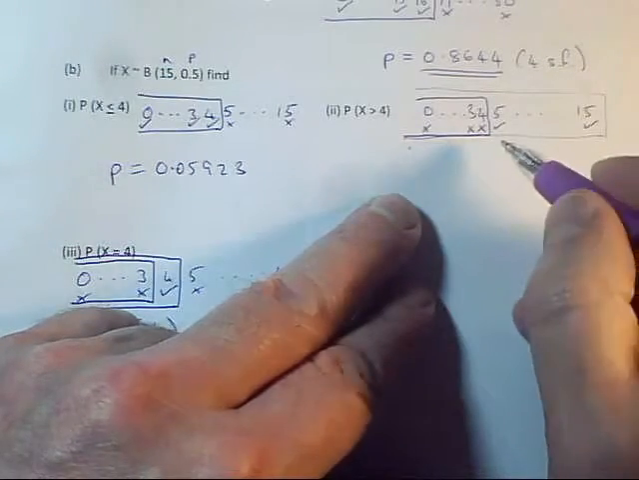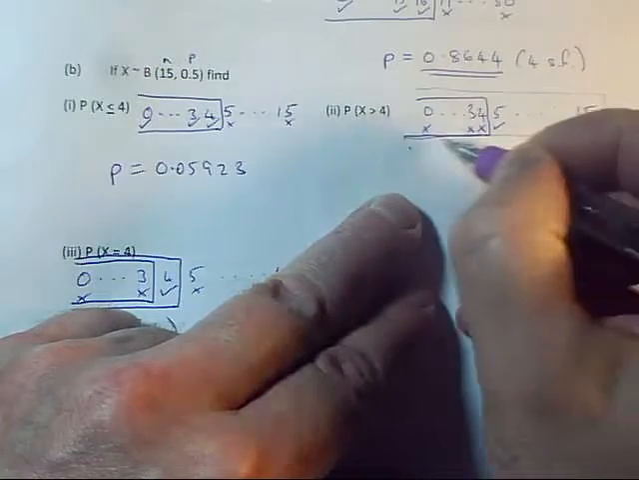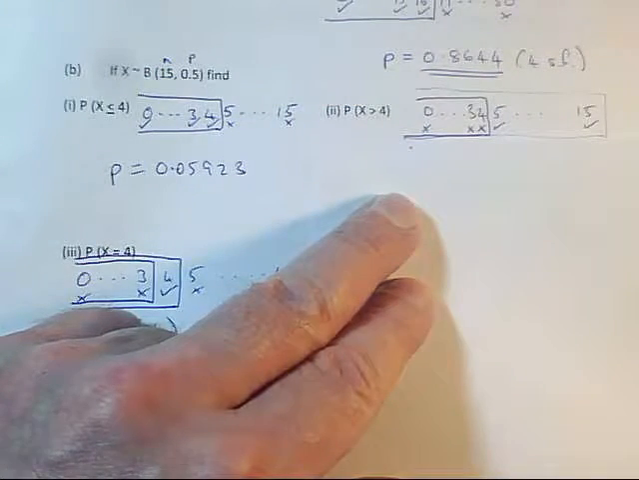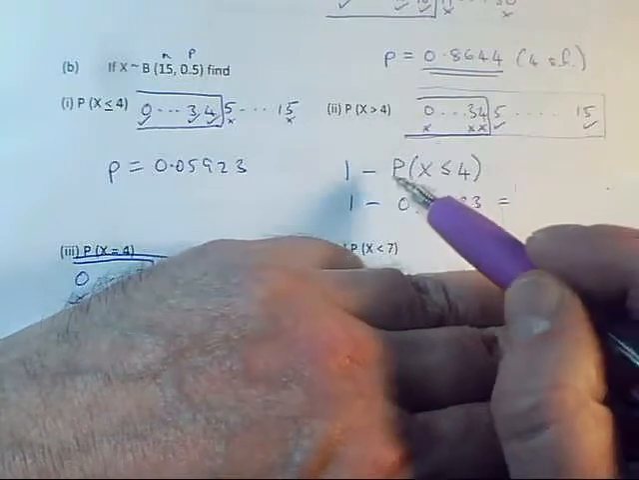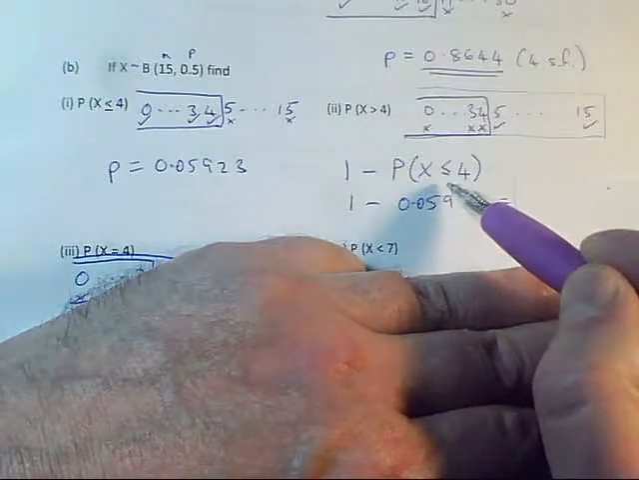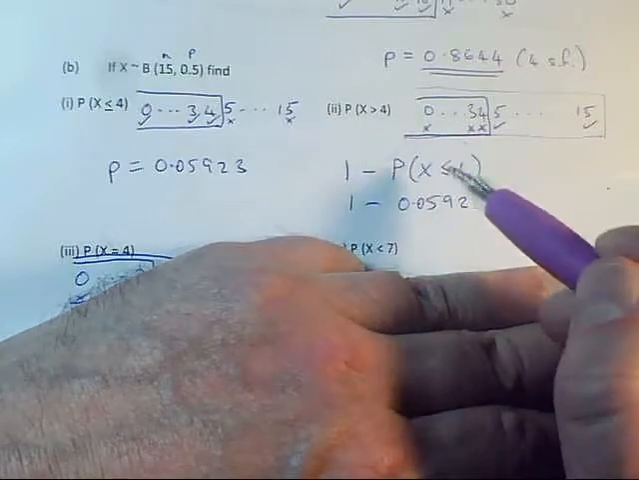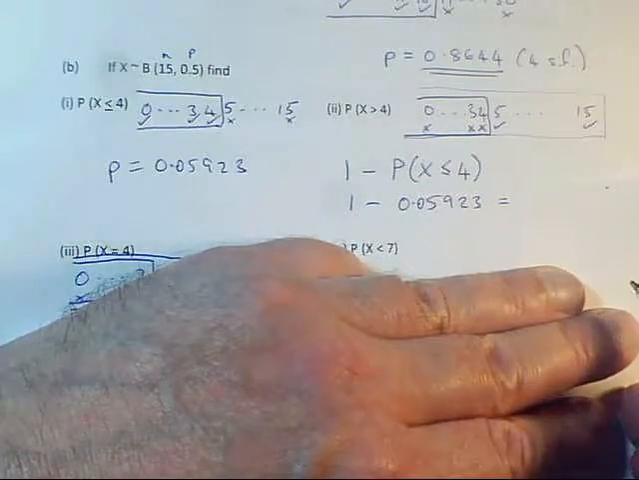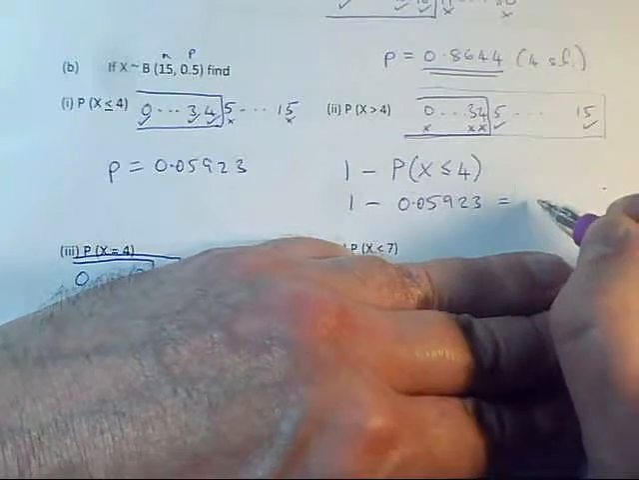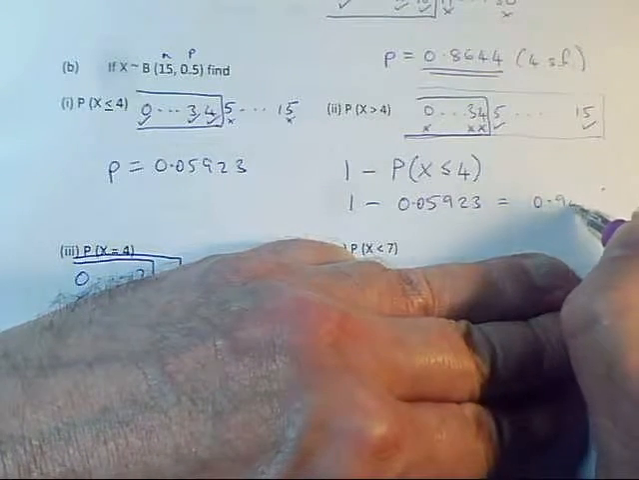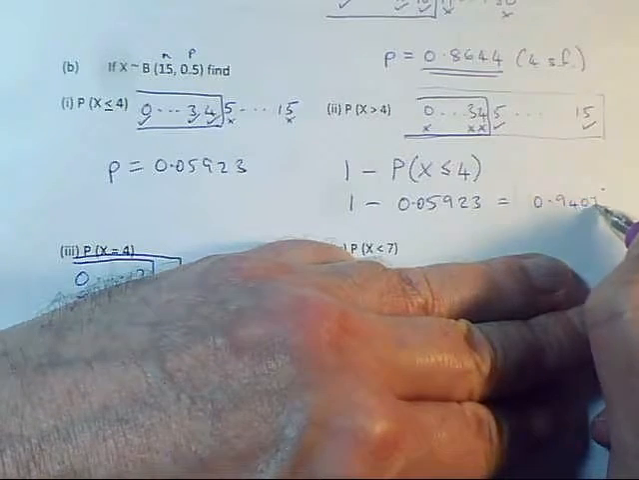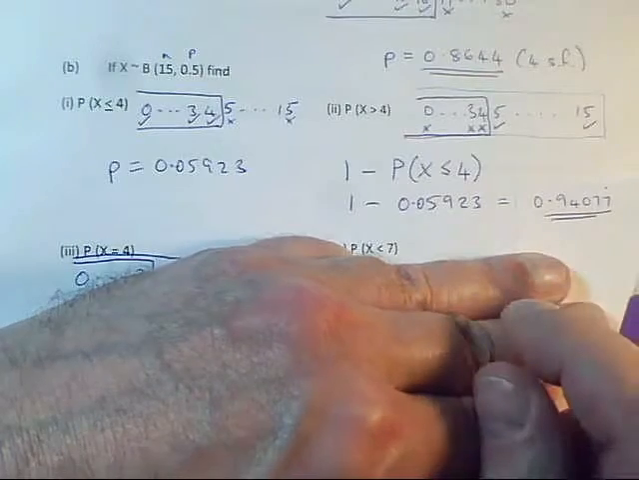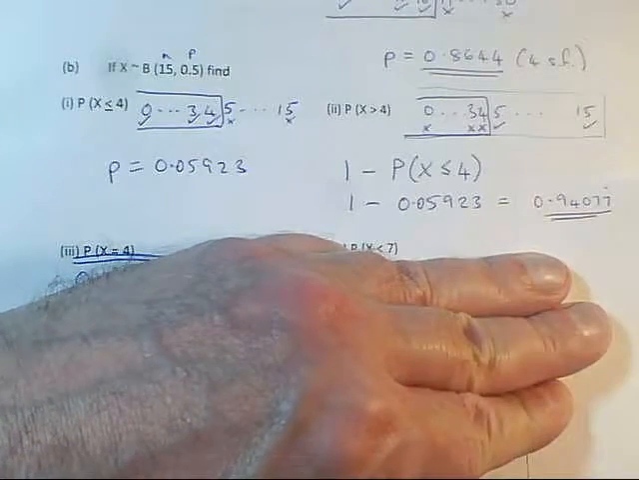So I want the probability of everything, which is a probability of 1, minus the previous probability. So I can write 1 minus the probability of x being less than or equal to 4. That's the bit that I've taken away. And so I have to do 1 minus my earlier answer of 0.05923, which gives me an answer of 0.94077, which I can leave like that, or I could round off maybe to 4 significant figures, but that one will do. So that's that one.